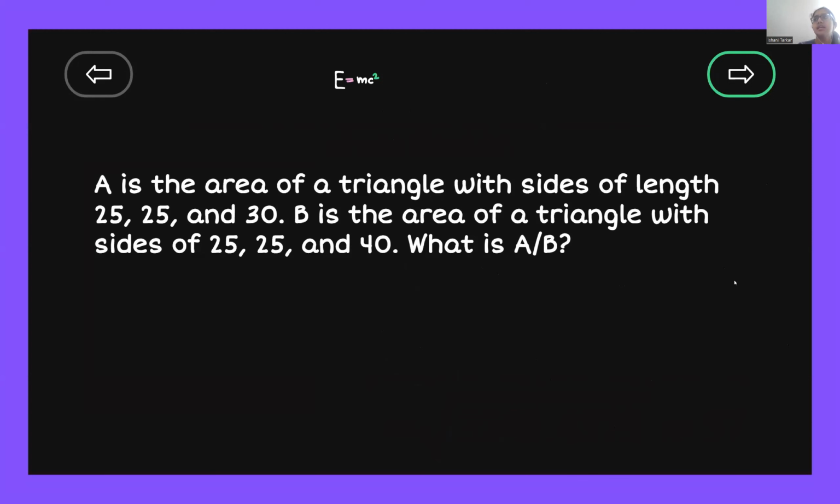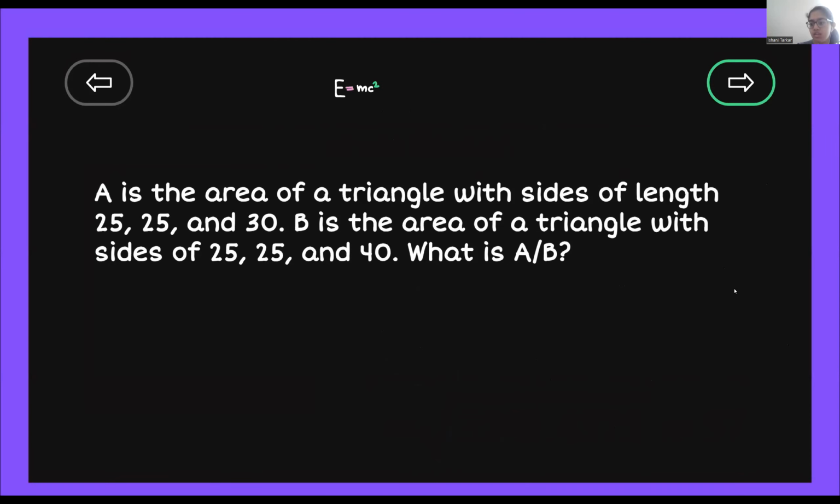A is the area of a triangle with sides of length 25, 25, and 30. B is the area of a triangle with side lengths of 25, 25, and 40. What is A divided by B? Okay, I'm seeing multiple answers. Yes, the answer is 1.